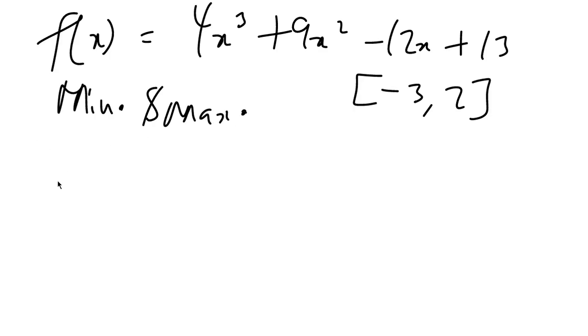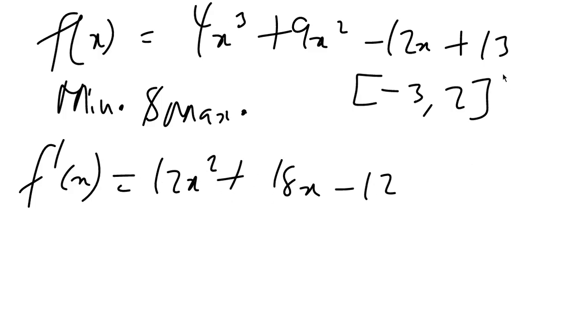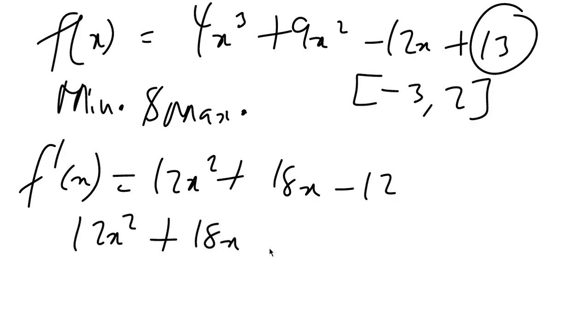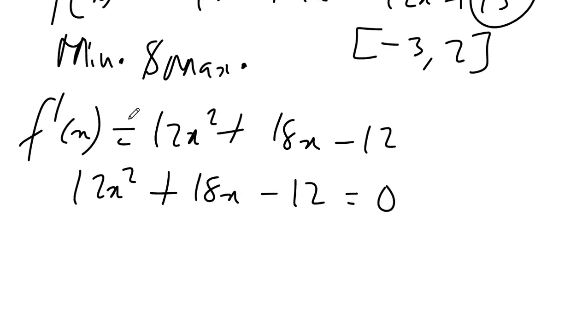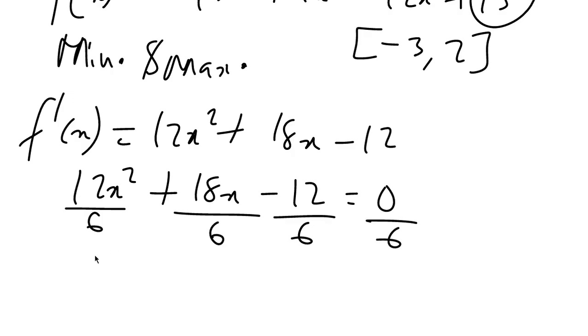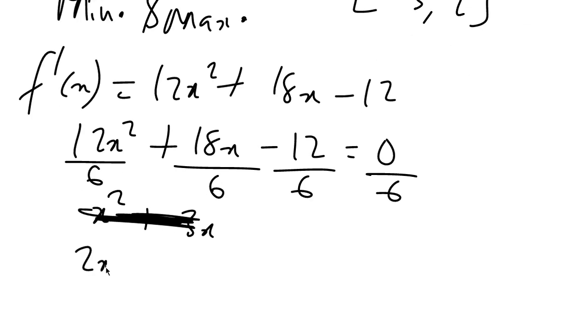So to get the first derivative, the 3 comes down, so it becomes 12x squared plus 18x minus 12. The differential of the constant is 0. So equate the first derivative to 0: 12x squared plus 18x minus 12 equal to 0. Then divide through by 6, because 6 can go through all of them. 12 divided by 6 is 2, so that's 2x squared plus 3x minus 2 equal to 0.